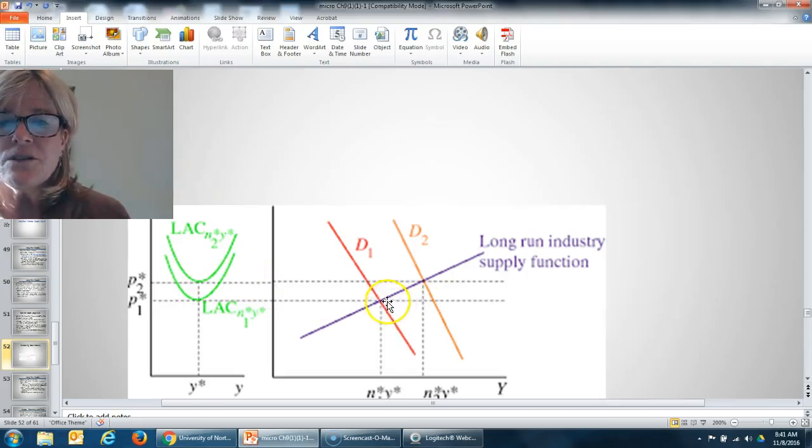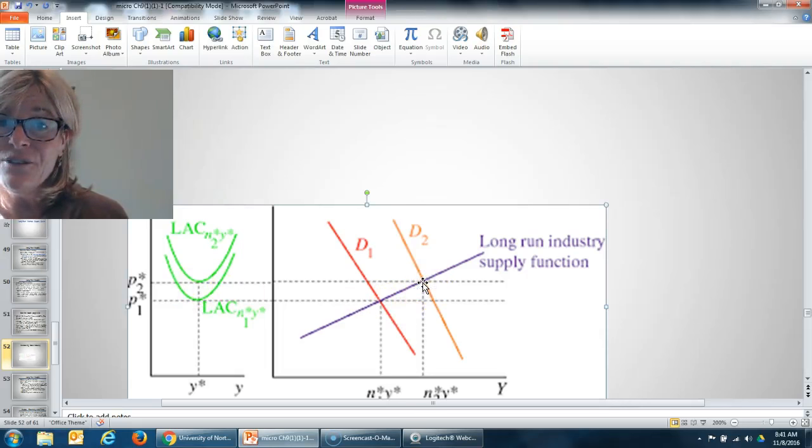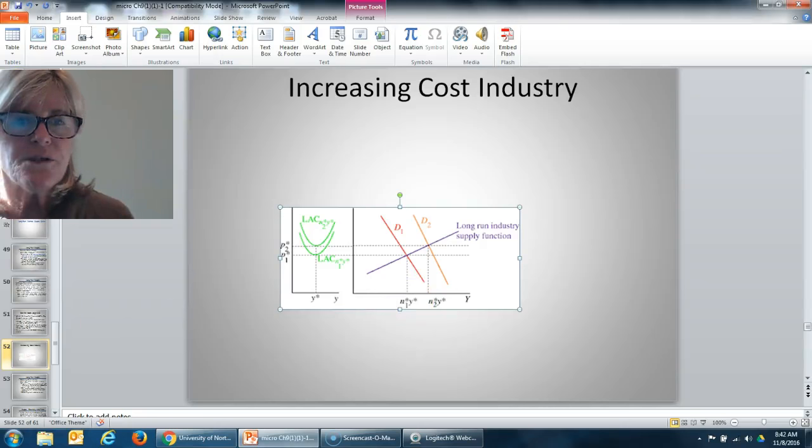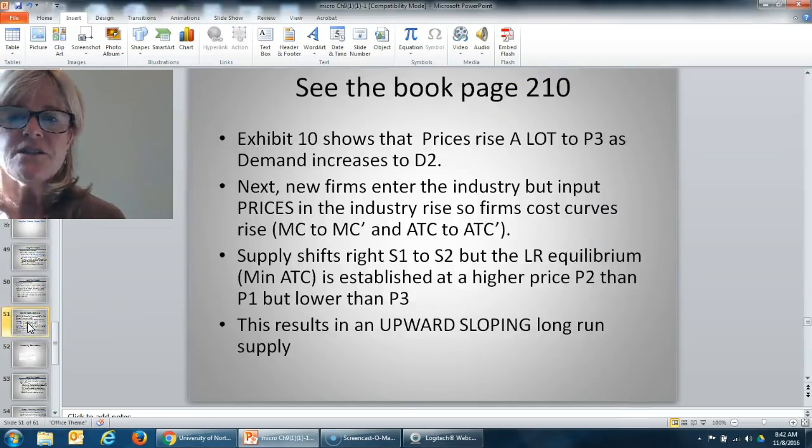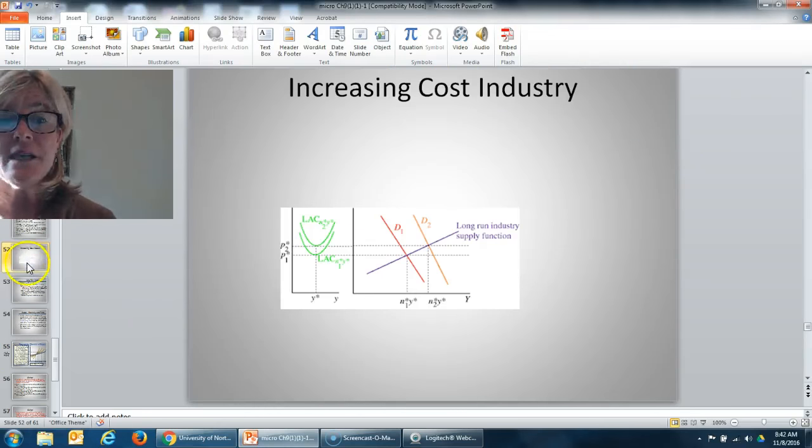So as a result, zero economic profits occurs at a higher level in an increasing cost industry. In an increasing cost industry where costs rise as demand rises, you're going to get an upward sloping supply curve. Hope that makes more sense. As opposed to here, which is a constant cost industry. There's also another graph, but I thought this was a better graph than I used to have.